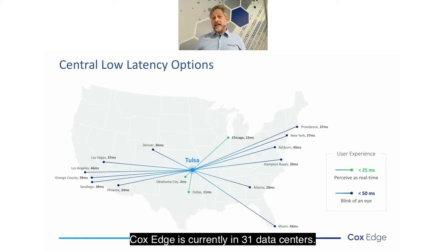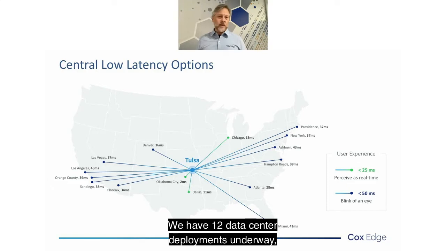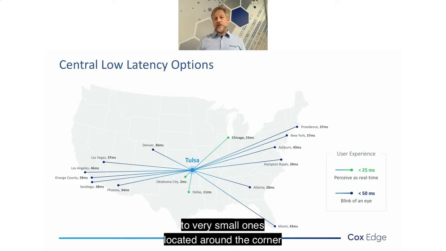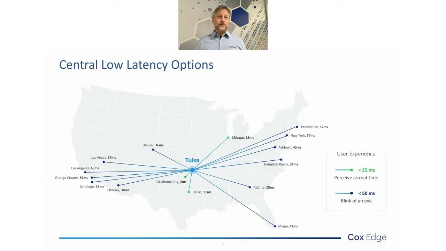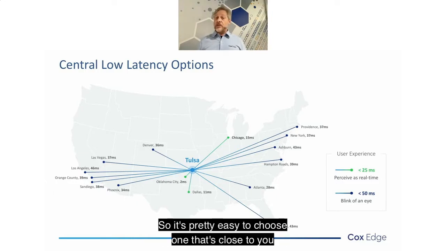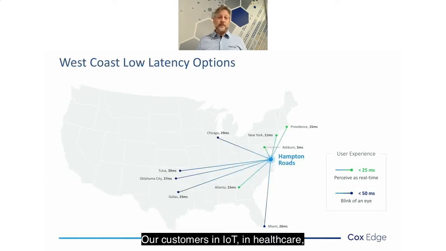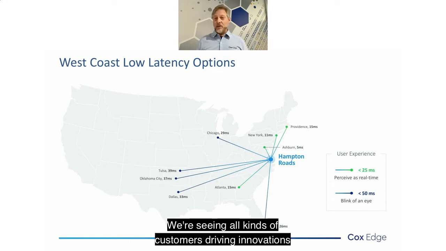Cox Edge is currently in 31 data centers. We have 12 data center deployments underway, and our parent company, Cox Communications, has close to 300 locations nationwide, from large-scale data centers to very small ones located around the corner from some of our customers. So it's pretty easy to choose one that's close to you or close to your customer. Our customers in IoT, healthcare, gaming, financial tech, and video are seeing immediate benefits from this. But now, ultra-low latency options are available to everyone. We're seeing all kinds of customers driving innovations with PubSub, with streaming, and with data gravity models.